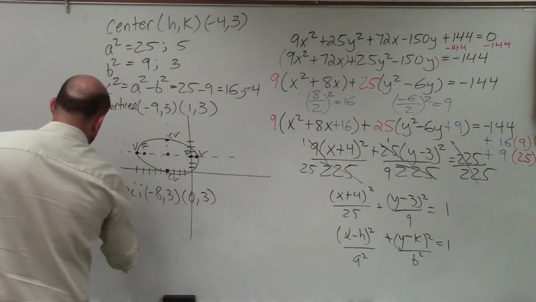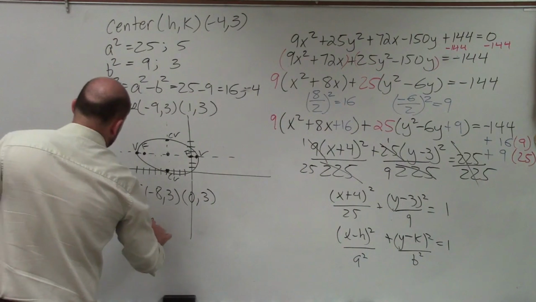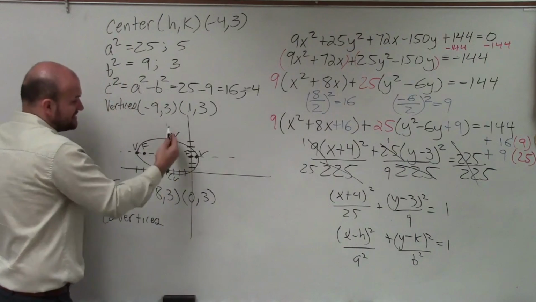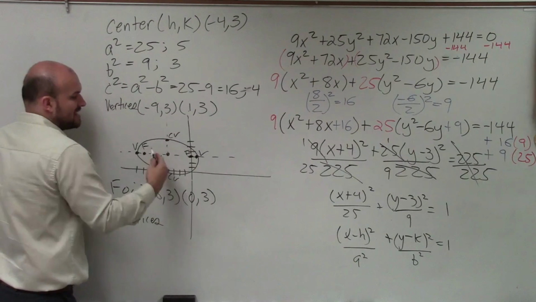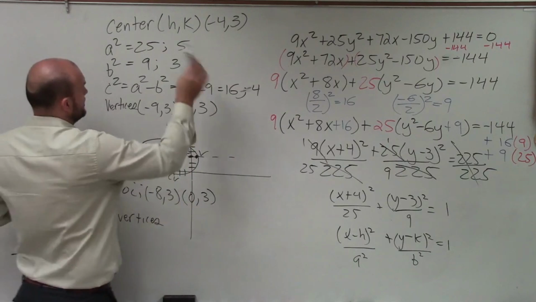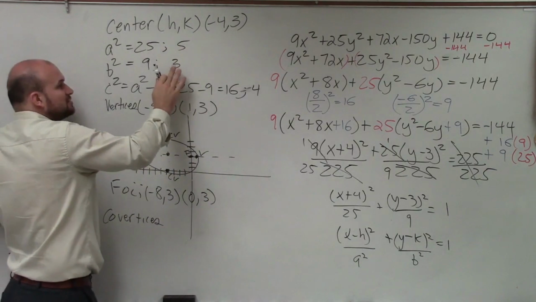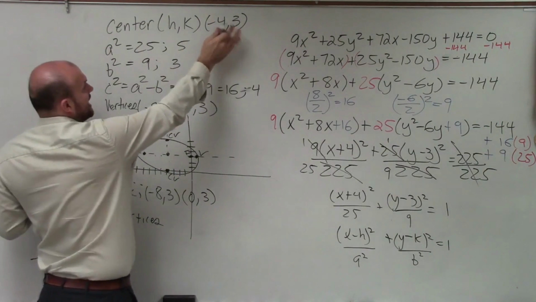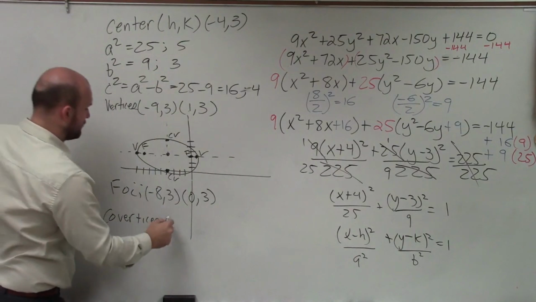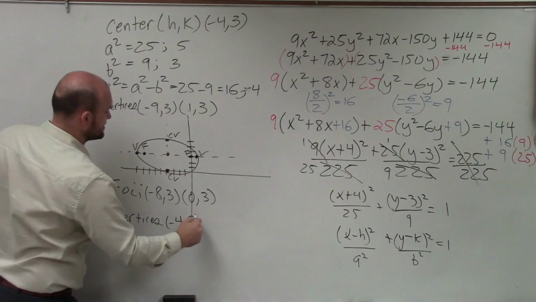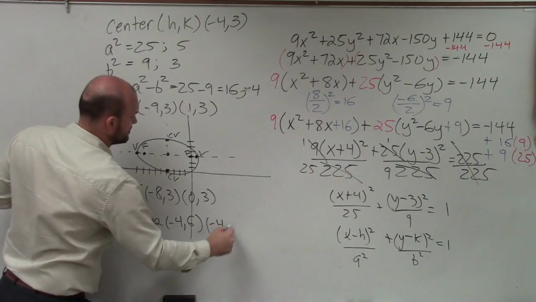And the last thing is our co-vertices. Now, our co-vertices are going up and down. So therefore, they're not going to change horizontally. They're only going to change vertically. So I go to my distance from my center to my co-vertice, which is 3. And I'm just going to add and subtract that to 3, as negative 4 remains the same. So I have negative 4, 6, and negative 4, 0.